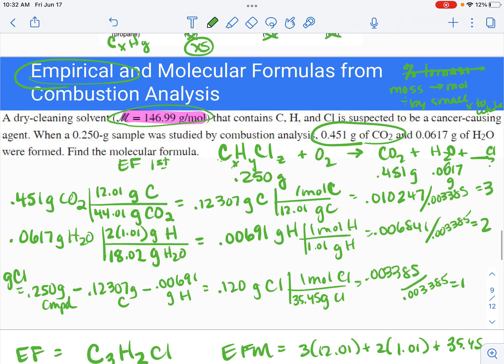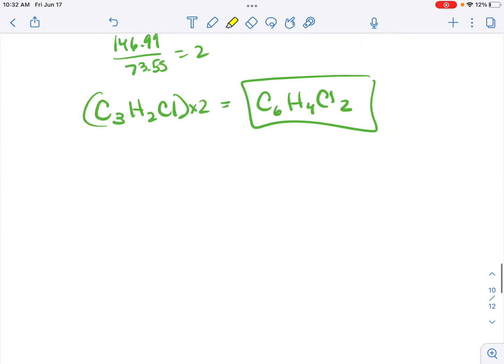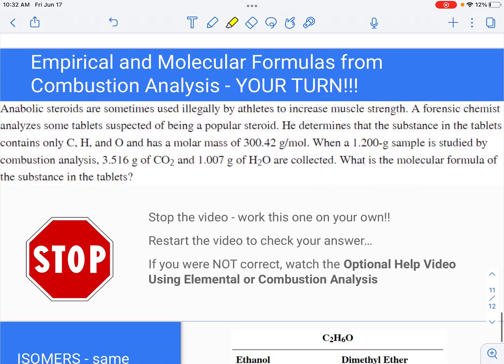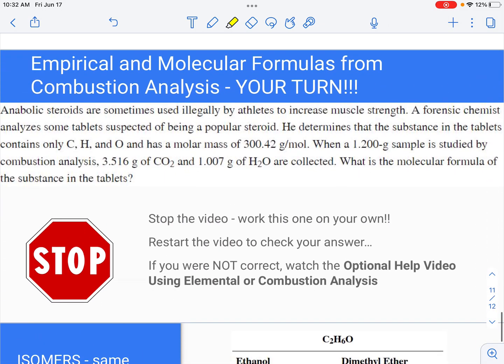Okay, so really the only thing that's new is this idea of finding the masses of the elements from the combustion analysis. This is the new thing. Everything else is review. So think really carefully about that. Think about how you had to find the third element. And I'm going to ask you to stop this and try it on your own.